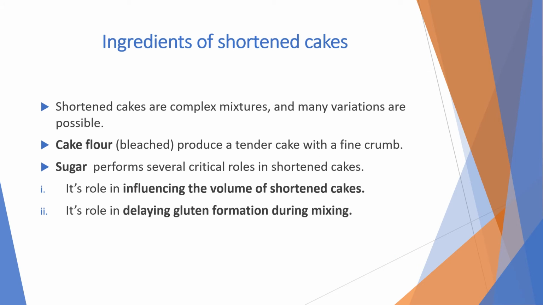Ingredients of shortened cake: cake flour. Bleached cake flour is used, which produces a tender cake with a fine crumb. Sugar performs several critical roles in shortened cakes. Its role in influencing the volume of shortened cakes, and its role in delaying gluten formation during mixing.